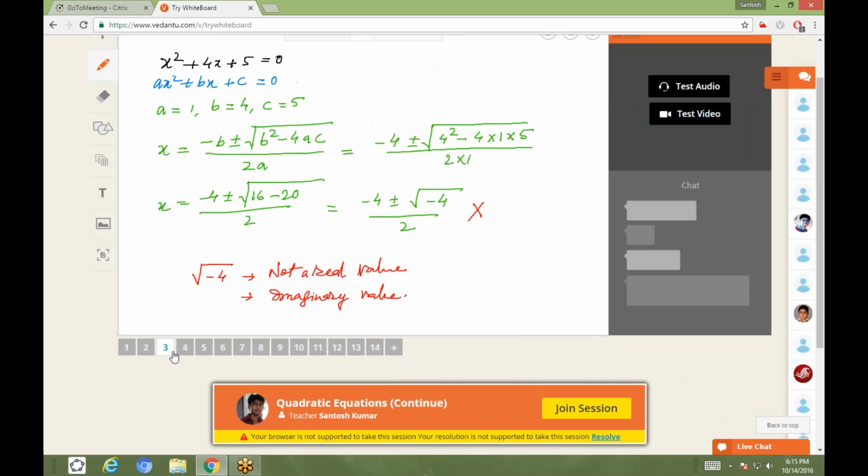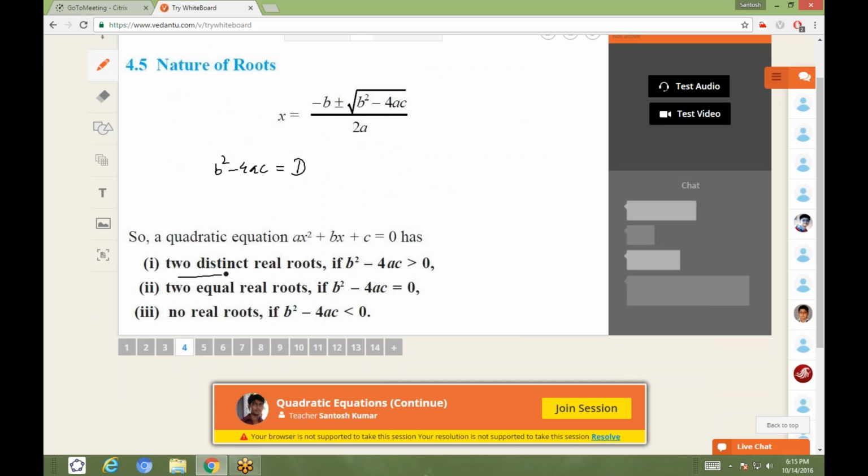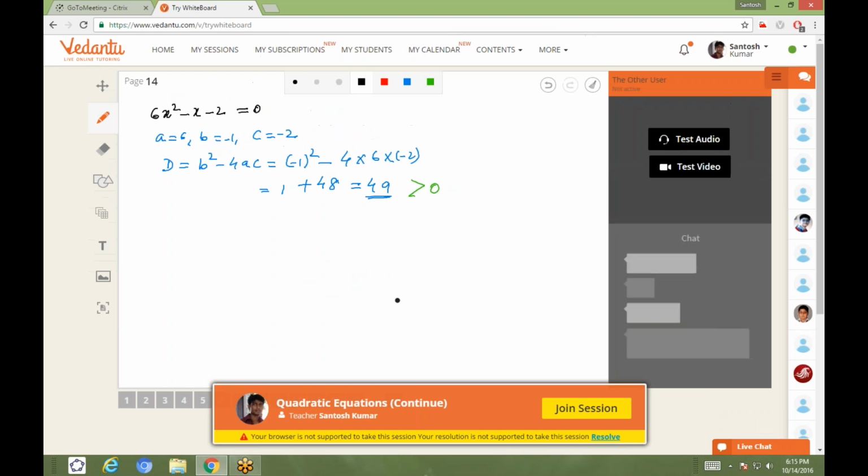Yes, sir. So according to this first rule, if you have discriminant greater than 0, you will have two distinct real roots. So let's see that. Using this, you will get x equal to minus b plus minus square root of b square minus 4ac divided by 2a. So minus of minus 1, plus minus square root of 49, divided by 2 into 6. So what is the value that we are getting?